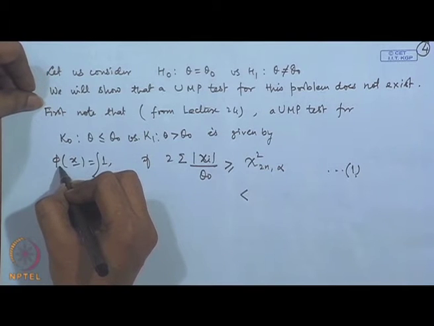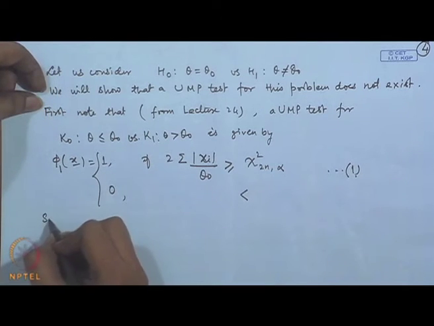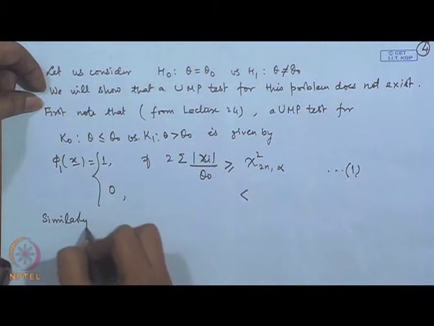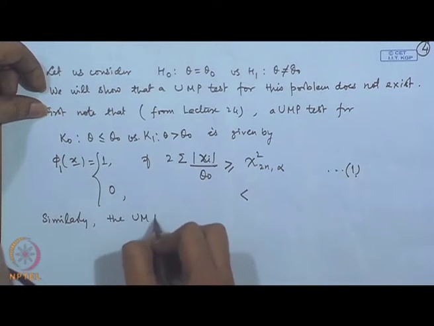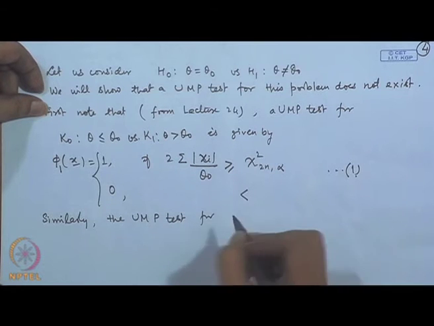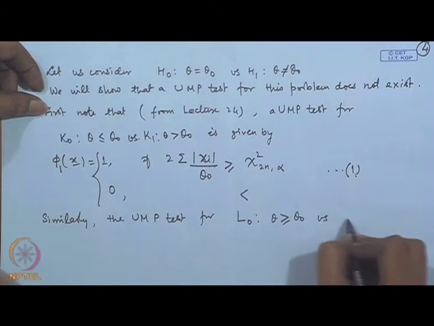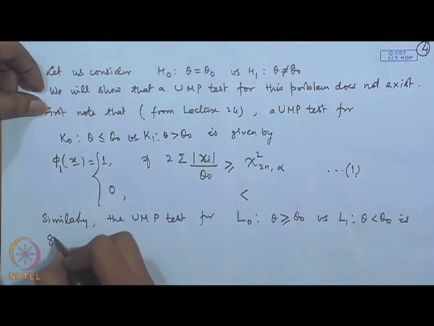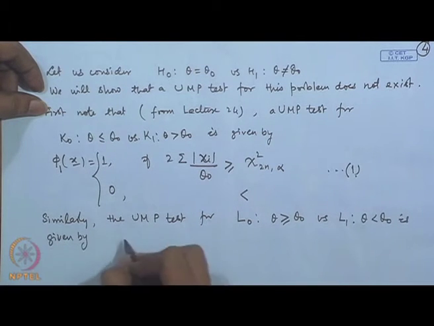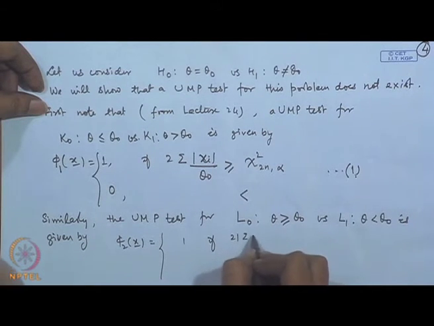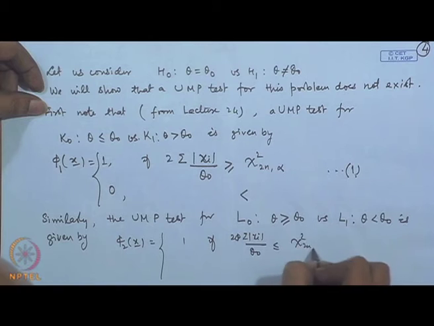Let me call this phi 1. Similarly, the UMP test for, let me call this H naught: theta greater than or equal to theta naught against H 1: theta less than theta naught, is given by phi 2 of x is equal to 1 if twice sigma modulus x i by theta naught is less than or equal to chi square 2n, 1 minus alpha. It is 0 if it is greater.